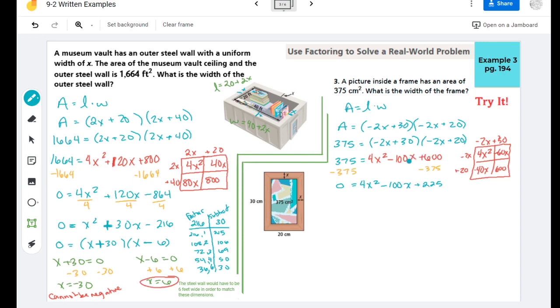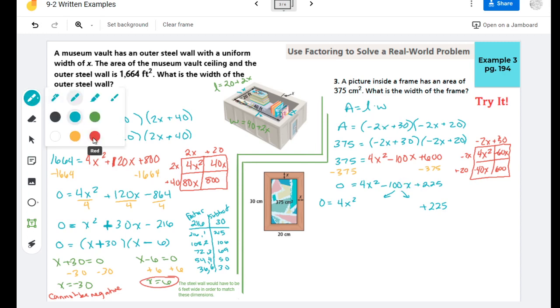Now last time I was able to use the trick of dividing by 4. I can't do that here because 225 is not divisible by 4, which is a big bummer. So what that means is that I have to do factoring by grouping. So remember, with factoring by grouping, I split my b term into two terms that add up to that b value. And so now I need to figure out what it would be.